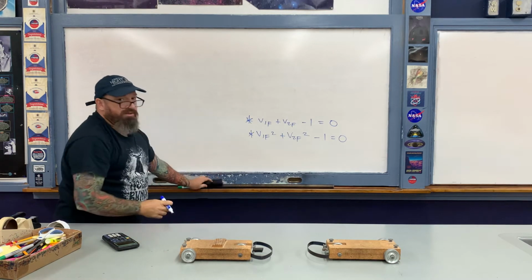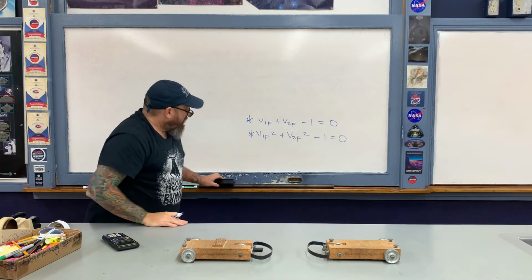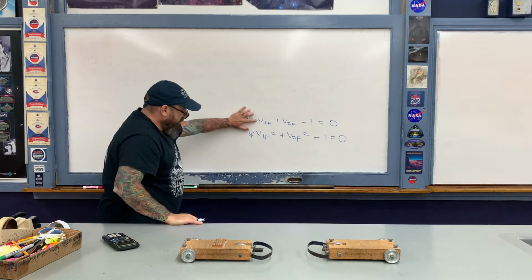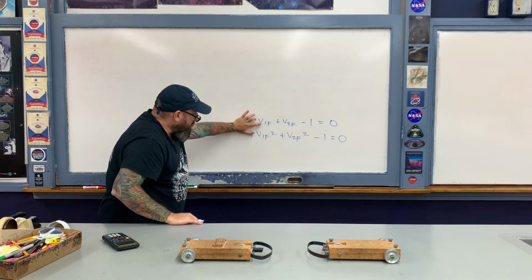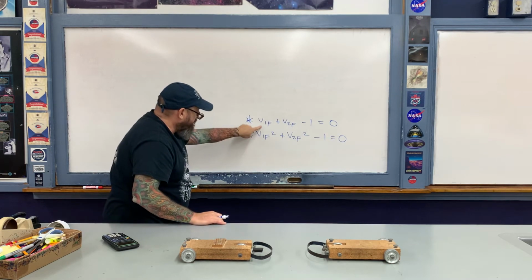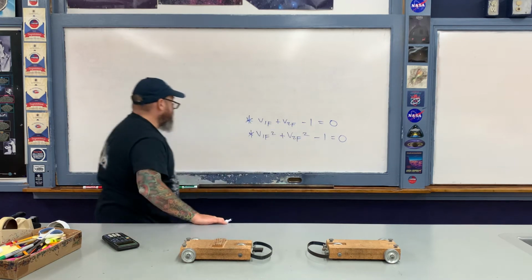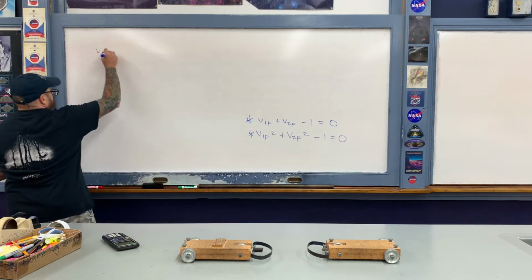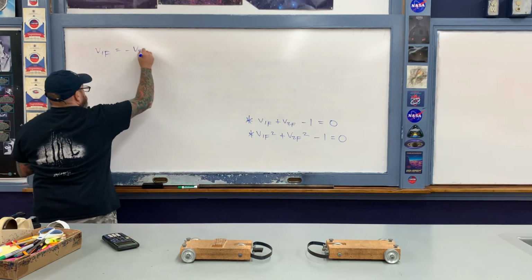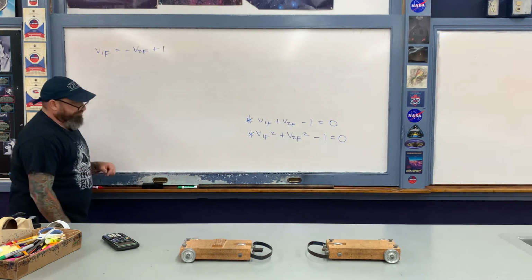And now here's how we go about doing the algebra. What I'm going to do is take the top expression, this is the momentum equation, and I'm going to solve it first for V1 final. So over here, let's solve for V1 final by taking these two terms and moving them to the other side of the expression. That gives me this, like so.